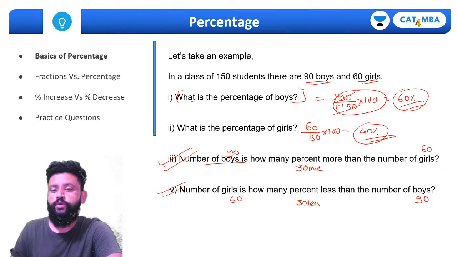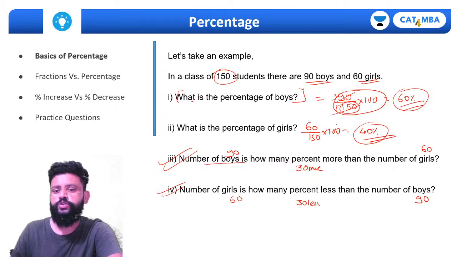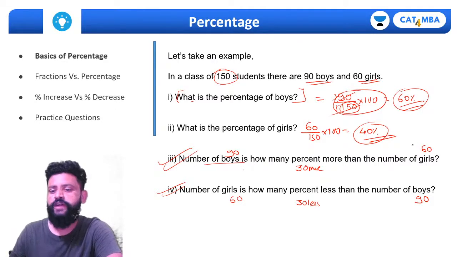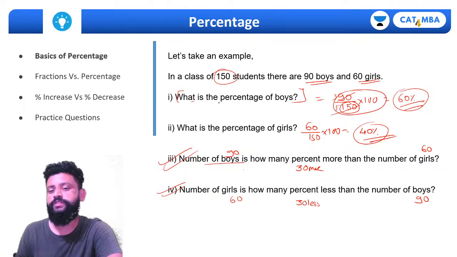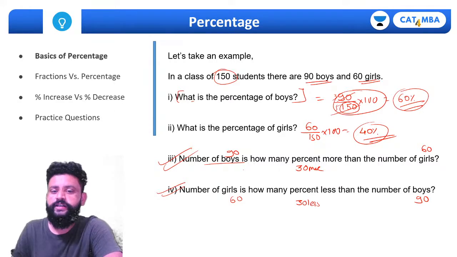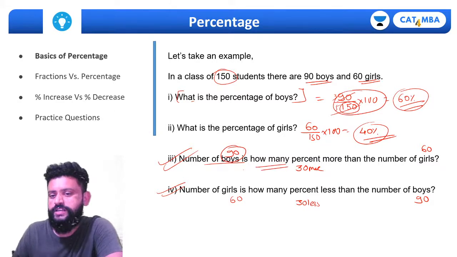So 30 more compared to what? The value with which the comparison is made comes in the denominator. Like if you calculate the percent of boys and girls in the total class, the denominator would be 150, but here 150 has no role at all. If you calculate on 150, that will come out to be 20%. That's the wrong answer, because the question here is 90 is how many percent more than 60. So your comparison is with 60. So words like of, from, than tell us what the comparison is with.